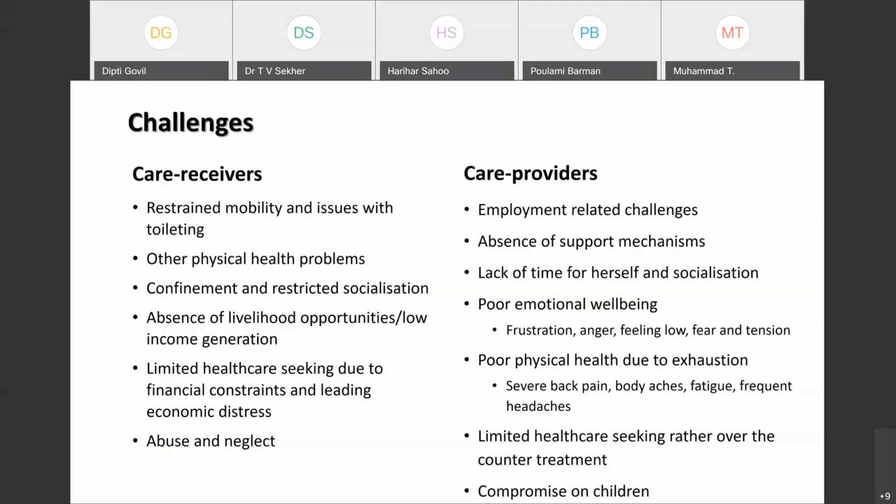Limited healthcare-seeking options were also a major constraint, because whenever they had any health problem, they had to go for over-the-counter treatment, as they did not have the time to go to the healthcare center, and they also had to compromise on their children's well-being.